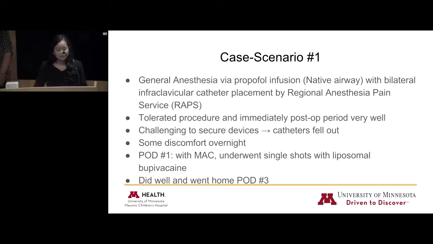had at the site. However, in the morning she had a little bit more discomfort, so the parents decided to go ahead with single-shot infraclavicular injections with liposomal bupivacaine. This was done under MAC anesthesia in the PACU the following day. She actually did extremely well and eventually went home pretty soon thereafter.